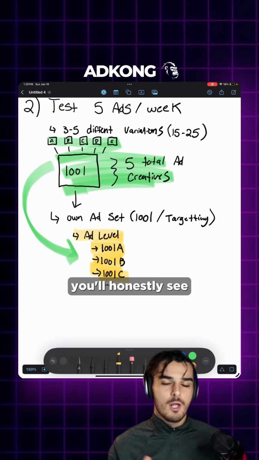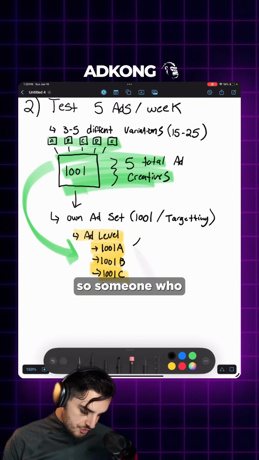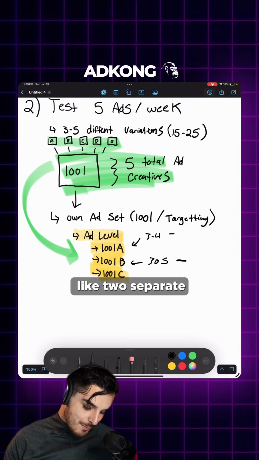And if you review your own data, you'll honestly see that most people on average don't watch past 3, 4, 5 seconds of your video ad. So someone who maybe saw 3 to 4 seconds of this one ended up watching 30 seconds of this one. And to that person, it would feel like 2 separate ads completely.